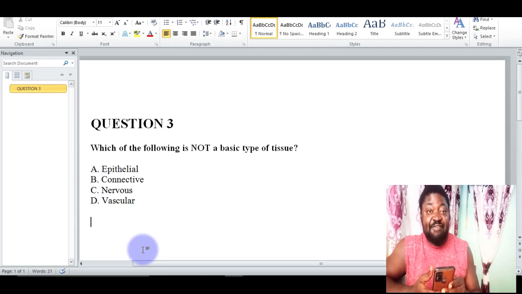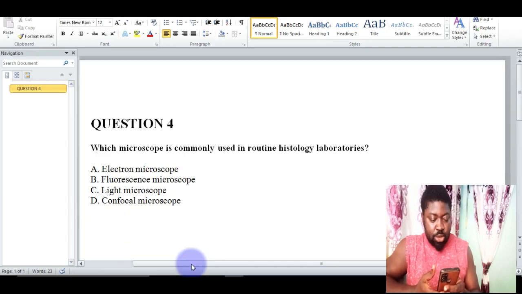In fact, the first 3 are all tissues, but the last one, D, which is vascular, is not. So the correct option here is D. Let's look at the next question. The next question, question 4, will be: which microscope is commonly used in routine histology laboratories? A, the electron microscope. B, the fluorescence microscope. C, light microscope. And D, confocal microscope. Which is correct here?